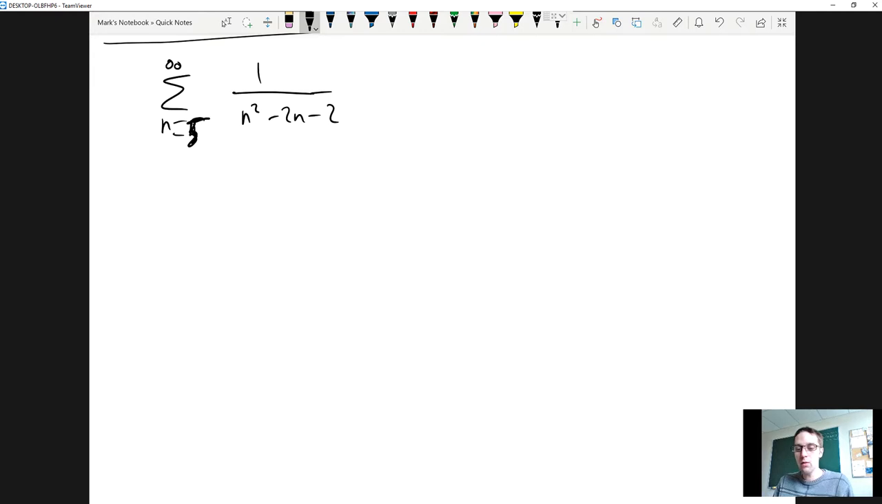And you may want to compare this to something like the sum of 1 over n squared, for exactly the same reasons as the other one: when n is large, the n squared is going to be much more substantial than the other two terms, and so it would be reasonable to hypothesize that the 2n and the 2 won't really matter a whole lot.